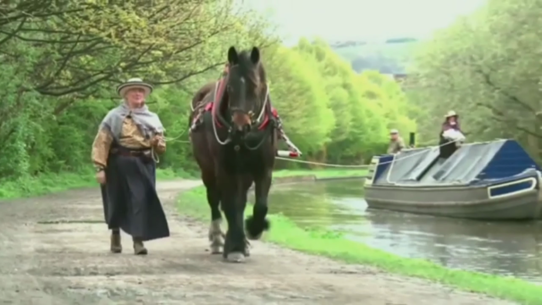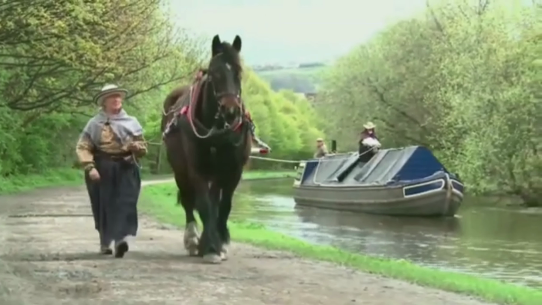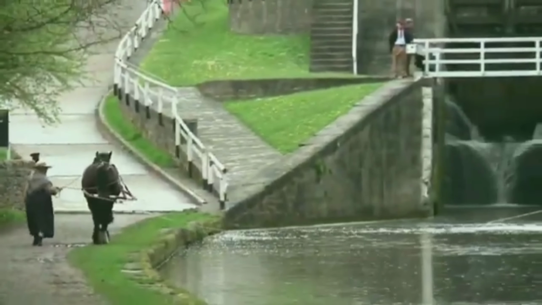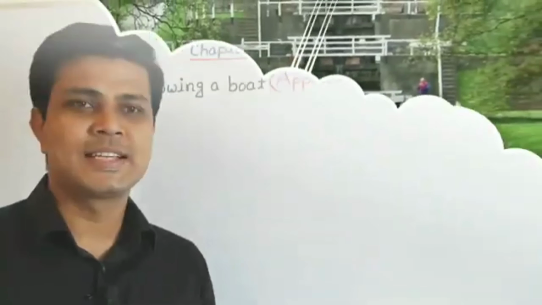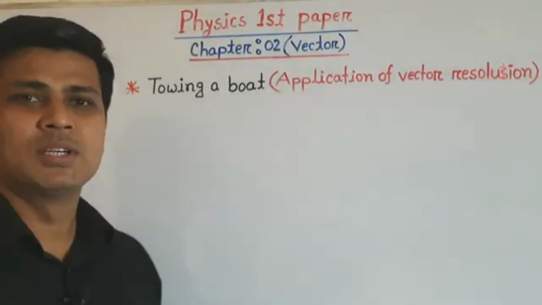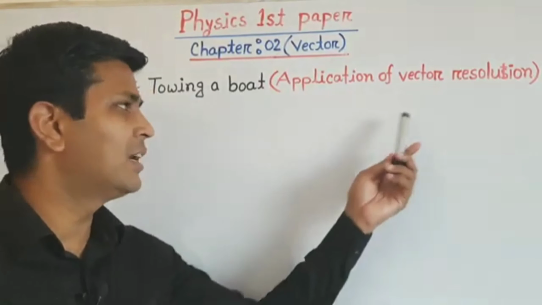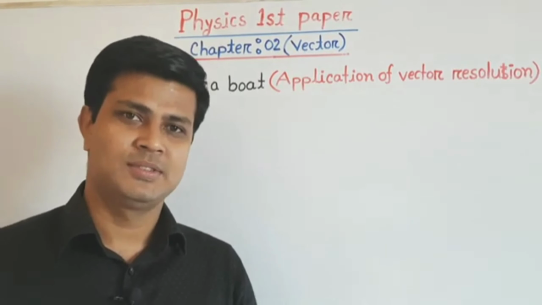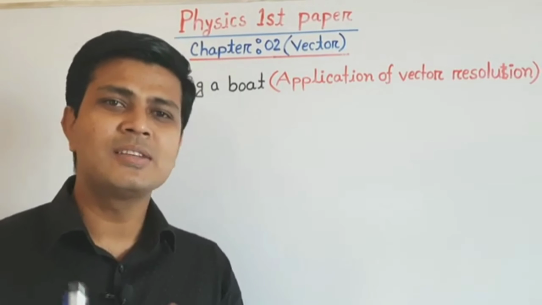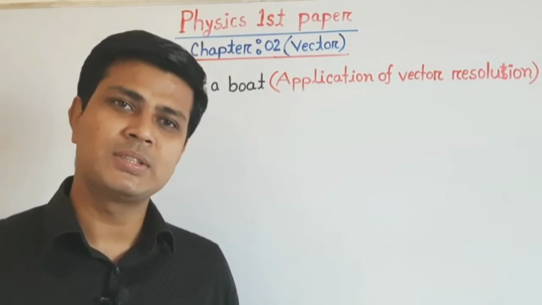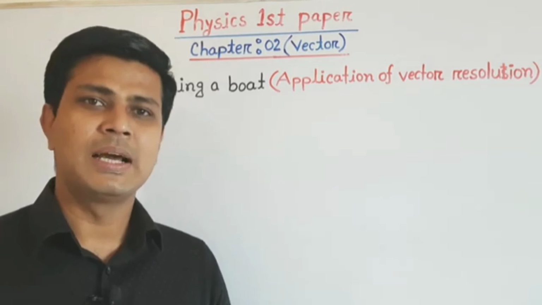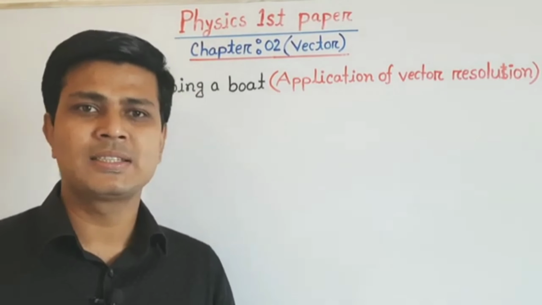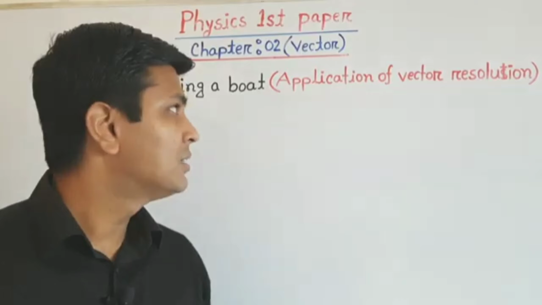Let's see a video. In that video you can see a horse towing a boat by a rope. This is an example of the resolution of a vector. Let's start with towing a boat. You have probably never seen the towing of a boat, because nowadays you see boats that run by engine. But in the past, in the village, we could see the towing of boats.